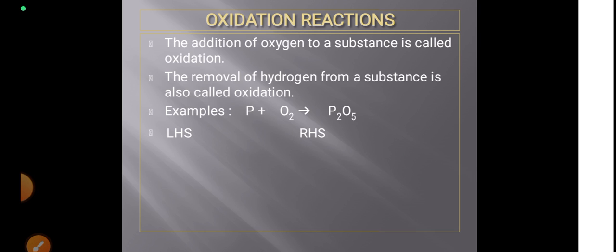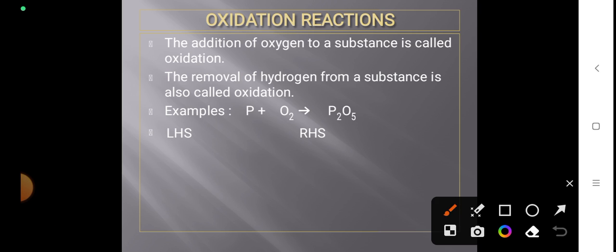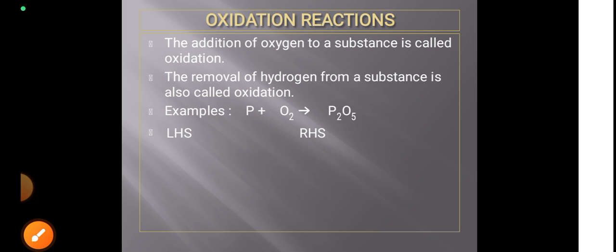So when we look at this particular example, phosphorus and oxygen are two reactants, the starting material. They combine to give rise to phosphorus pentoxide. Now here, when you look at left hand side and right hand side, P plus O2. That is, there's a reaction happening between phosphorus and oxygen. And when you look at the product, there is P2O5. So here, there is addition of oxygen to phosphorus to give rise to P2O5. So this can be called as an oxidation reaction.